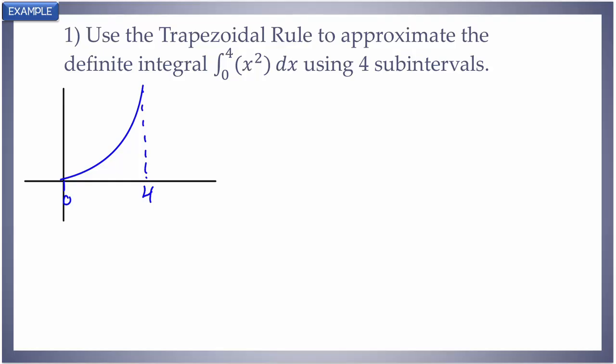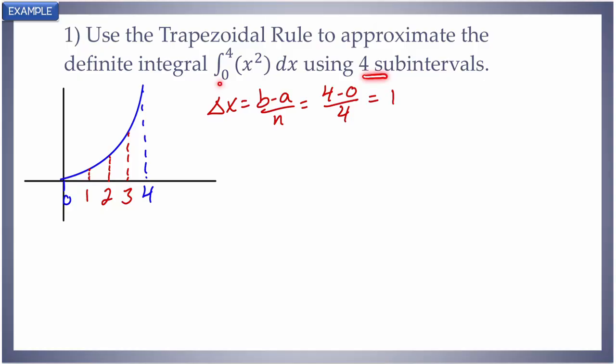And we're using 4 subintervals, so that will be easy. Each interval will be 1 unit wide. So let's label that. The delta x in this case, or the height of each trapezoid, remember that's b minus a over n. We kind of already figured it out in our heads, right? That's going to be 4 minus 0 divided by your 4 subintervals, so that's going to be equal to 1. But we figured that out in our head because we knew we needed 4 subintervals going from 0 to 4, so each interval had to be 1 unit wide.